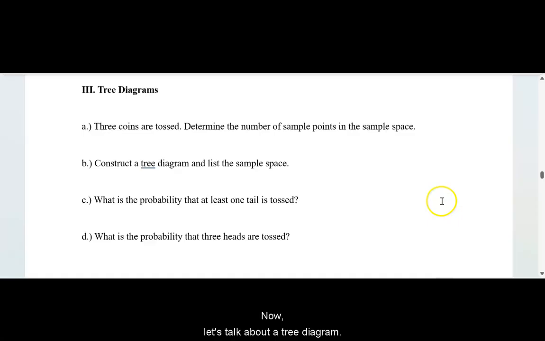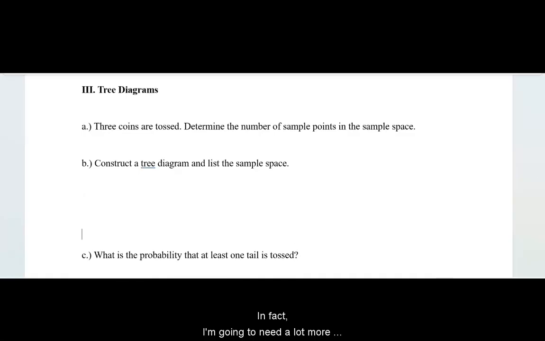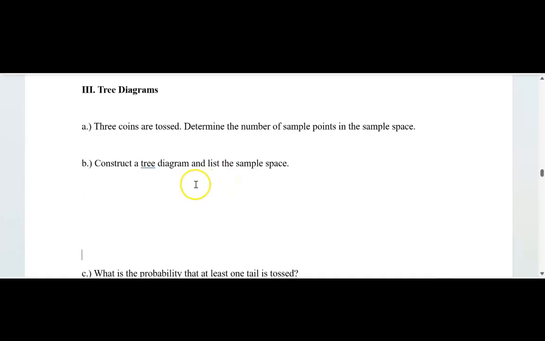Now, let's talk about a tree diagram. A tree diagram is when you're literally drawing a diagram, and it has branches, hence why it's called a tree diagram. And you're going to see, I'm going to do an example here. In fact, I'm going to need a lot more space than that to draw this.